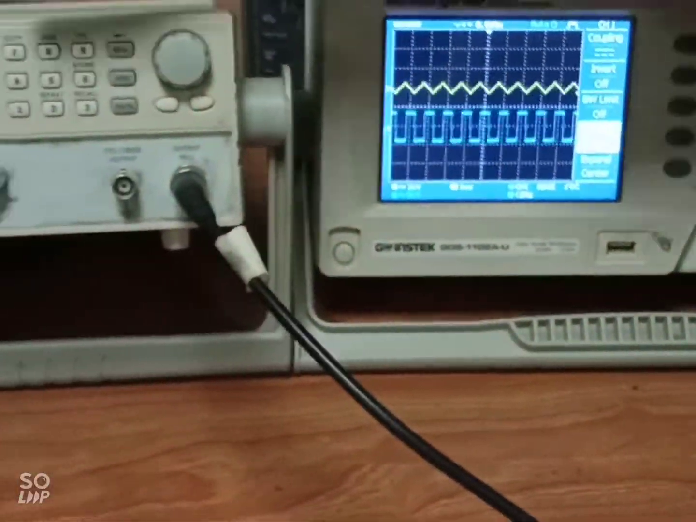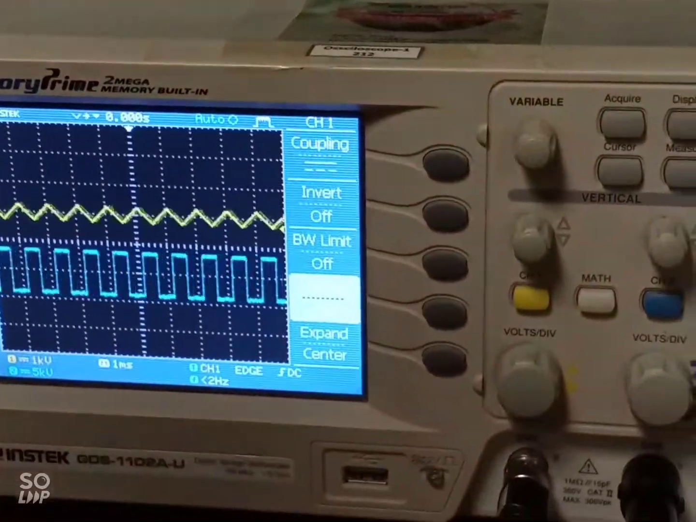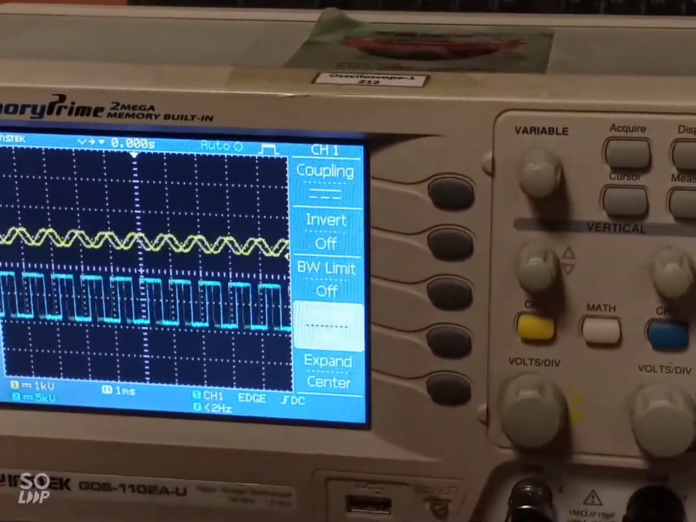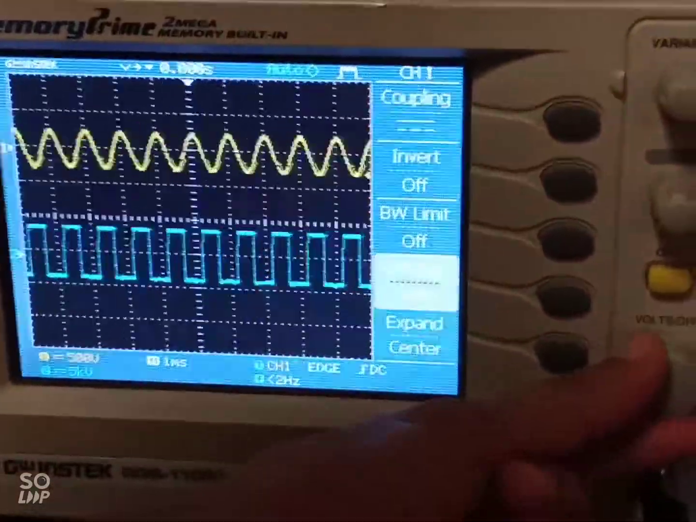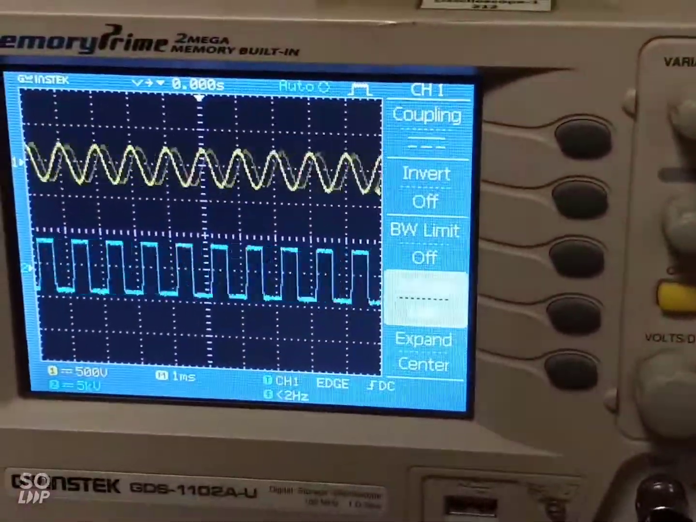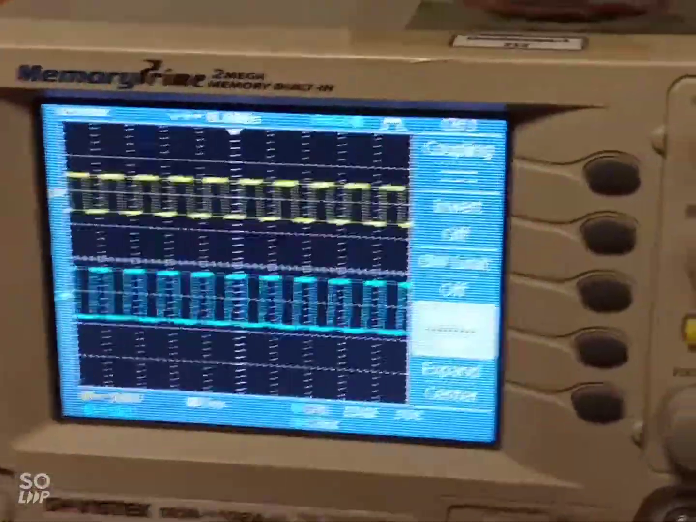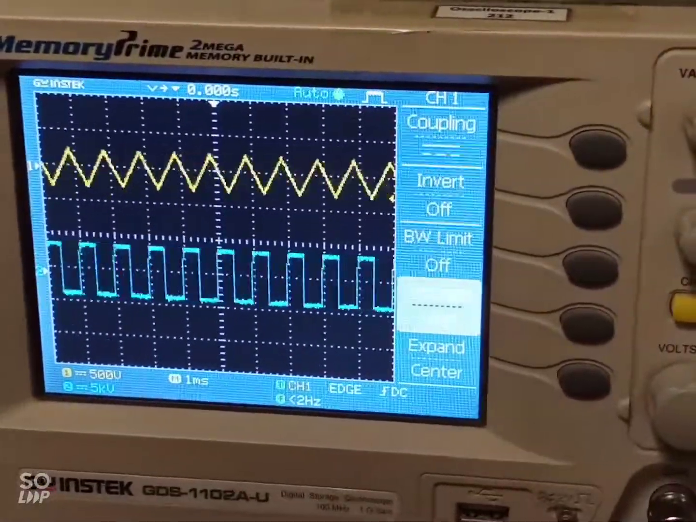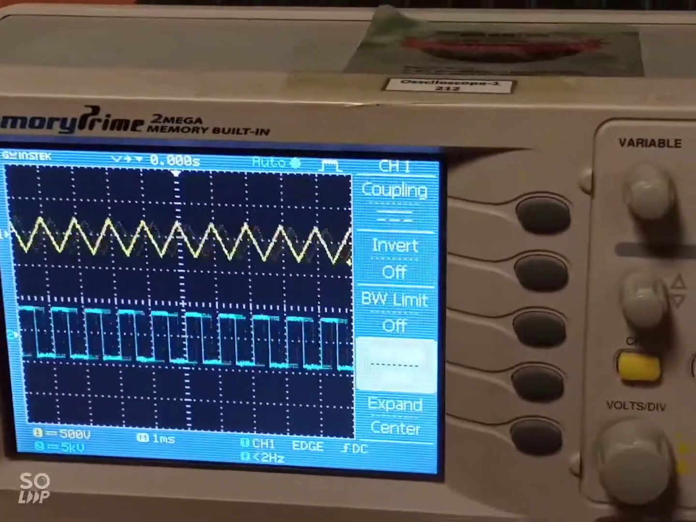When I change the input from triangular to sine wave, I am getting the square wave. This is the output of the differentiator. You can see when I vary the input, I am getting the differentiation of the input signal. That's all about the differentiator.